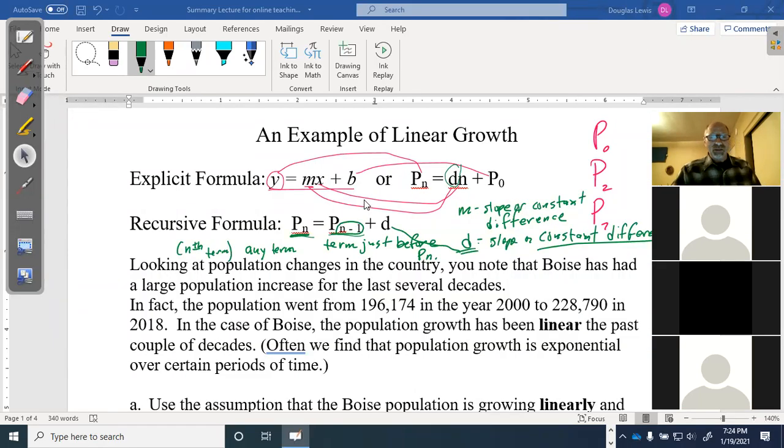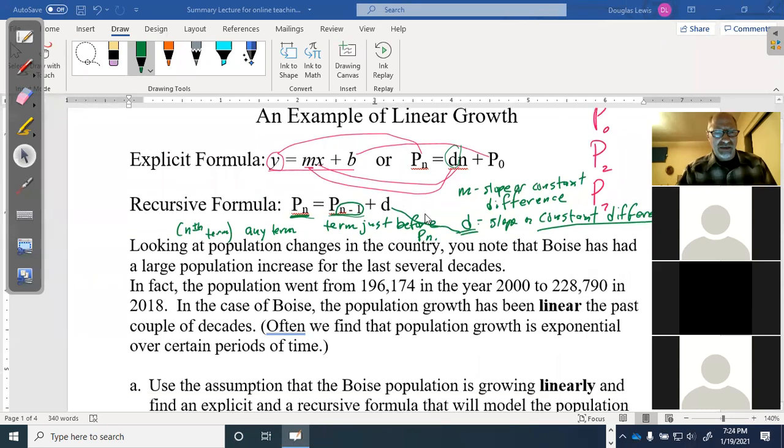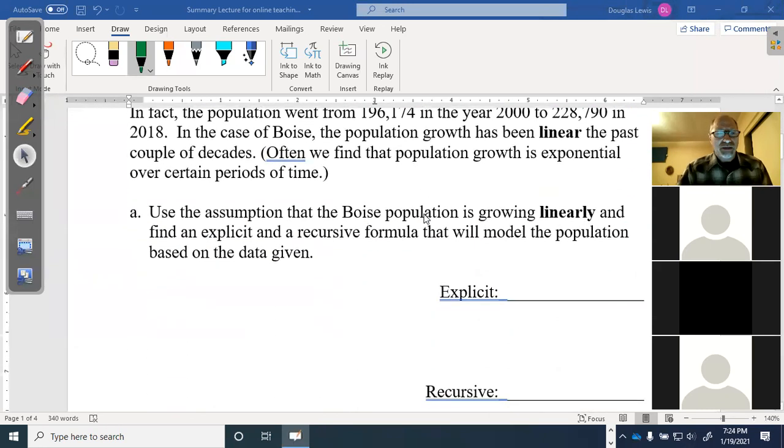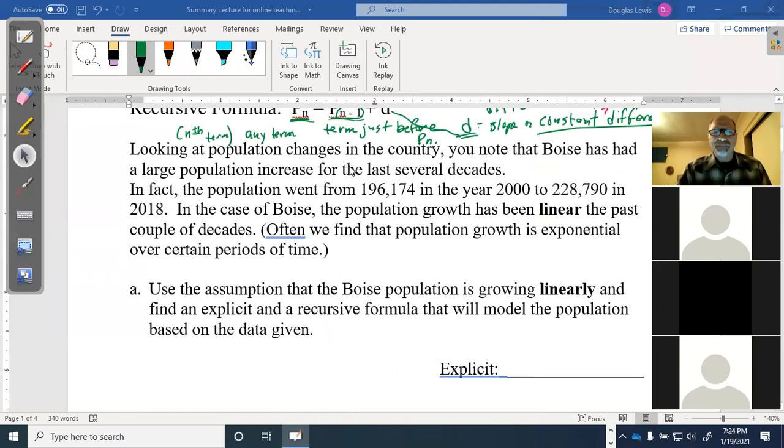Okay. So let's talk about this in the context of a problem. Looking at population changes in the country, you know that Boise has had a large population increase for the last several decades. This is true. These are factual. Boise has been growing quite rapidly. In fact, the population went from 196,174 in the year 2000 to 228,790 in 2018. In the case of Boise, the population growth has been linear the past couple of decades.